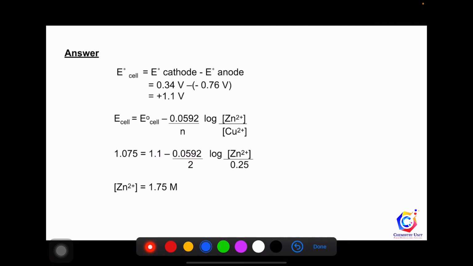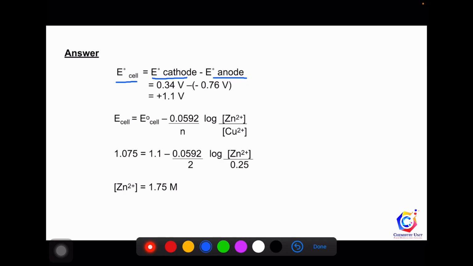Firstly, calculate the E naught cell because that is required in our Nernst equation. It would be E cathode minus E anode. Now, how do we determine which is cathode and which is anode since in the question it was not indicated? Look at the values of the reduction potential. The more positive value would be the cathode and the less positive value would be the anode. So here copper had the more positive reduction potential, so that would be our cathode, and zinc had a less positive reduction potential, so that would be our anode. See, the overall E naught cell value would be positive 1.1 volts.